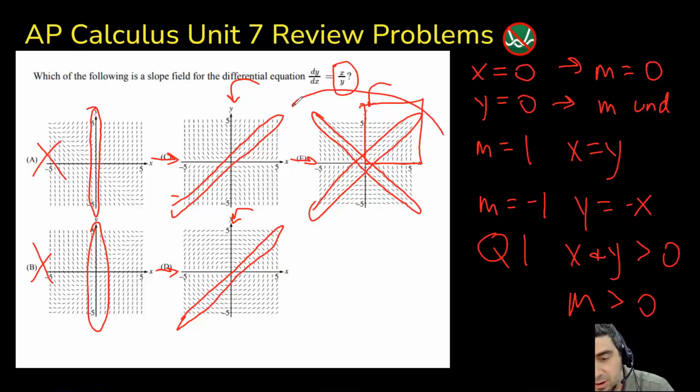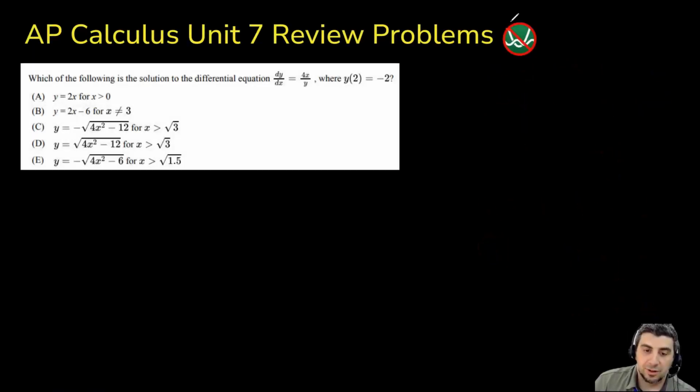At the end of the day here, our selection would be choice E. So which of the following is a solution to the differential equation dy/dx equals 4x over y, where y of 2 equals -2? So this is a classic separation of variables problem.